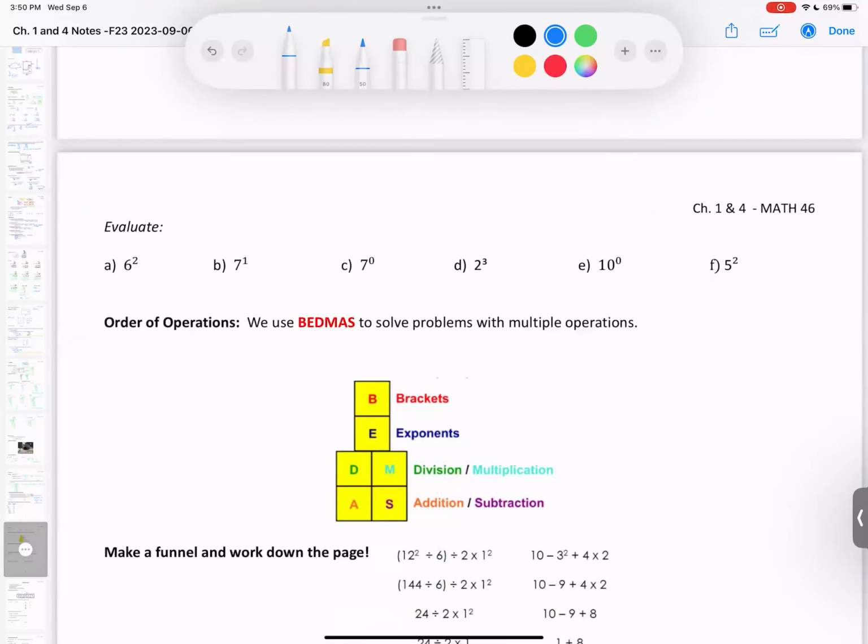Okay, let's say we were asked to evaluate these. So 6 to the power of 2, or another way to say that is 6 squared. So first of all, what is that saying? Well, that's saying take that big number, we call that the base, and multiply it by itself 2 times. Okay, so the answer here then is 36.